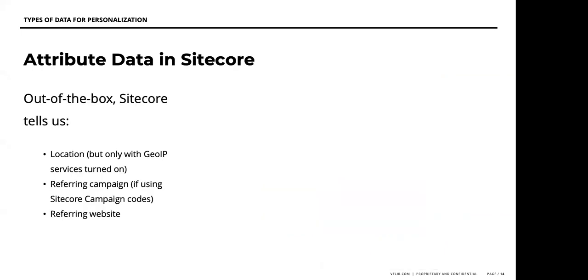So out of the box, Sitecore doesn't give us a ton for attribute data. It gives us location, but only if you have GeoIP services turned on. I believe, and don't quote me on this, but it is free. You just have to turn it on. It's part of most packages. And then another one is referring campaign. So in order to use referring campaign out of the box with Sitecore, you'd have to take advantage of the Sitecore campaign creator to use campaign codes. And then finally, referring website actually does transfer through without any additional effort required.